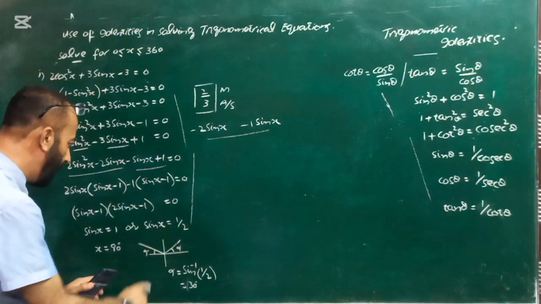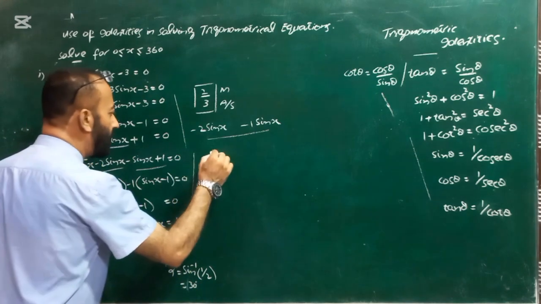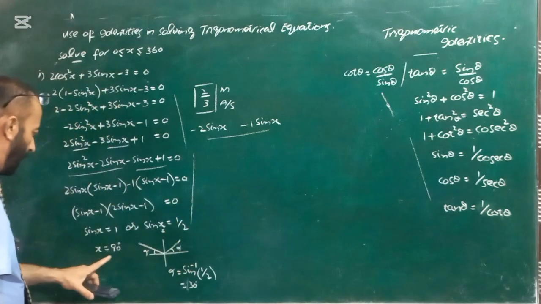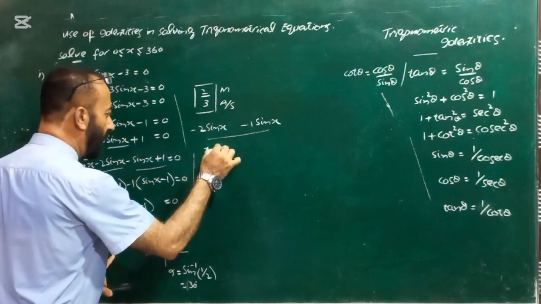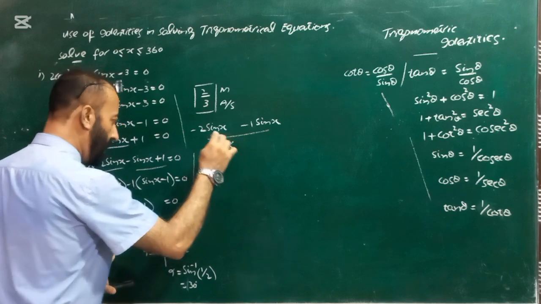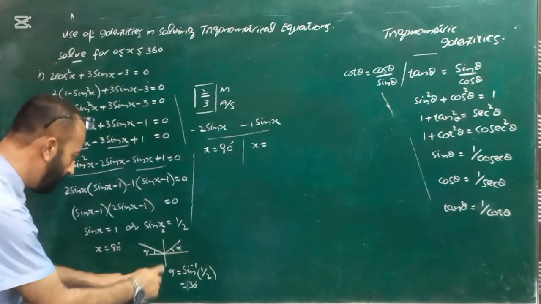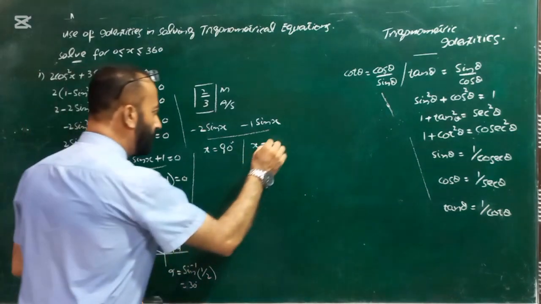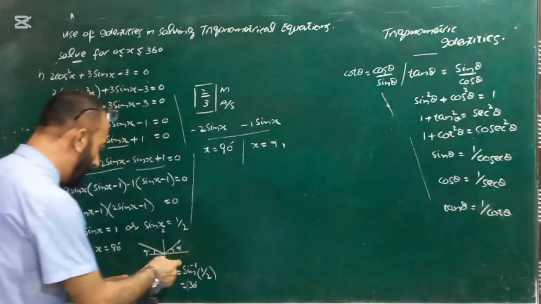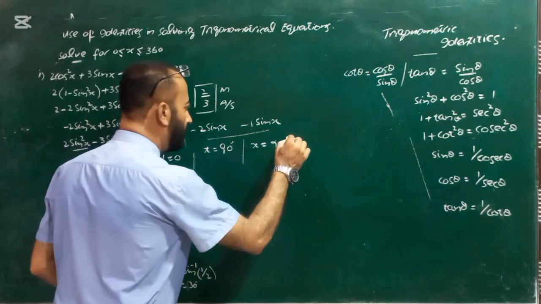So the original angle is x. So it means x will be equal to, first x is 90 degree, that will be written as it is. So that will be copied as it is now. And the second x is from here, this is alpha. And the second will be 180 minus alpha.